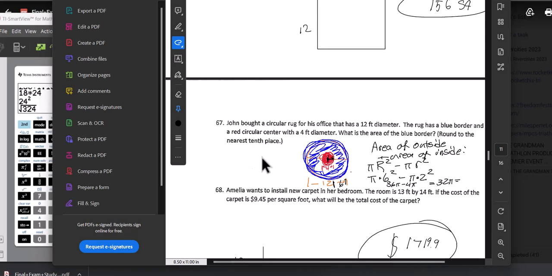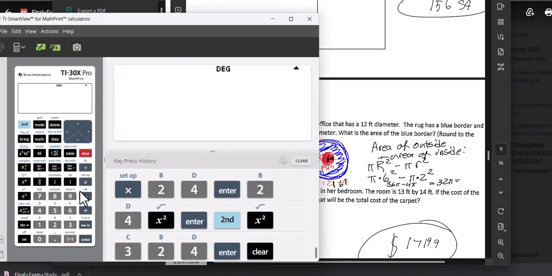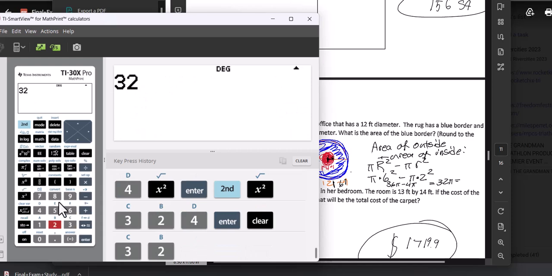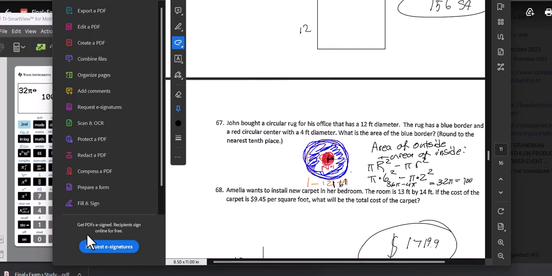And then if you want to get that as an approximate number, 32 times pi is 100.53. 100.53 what? Feet squared.